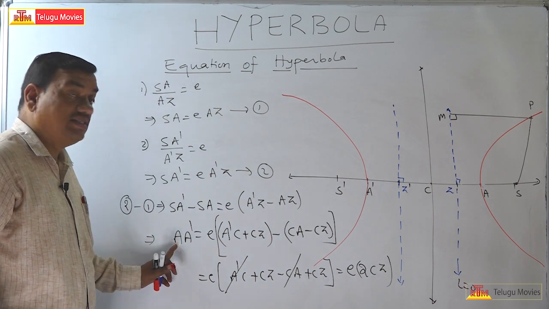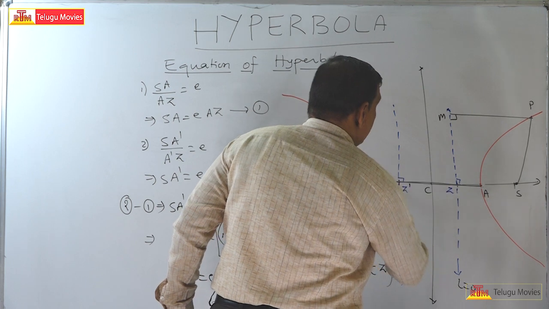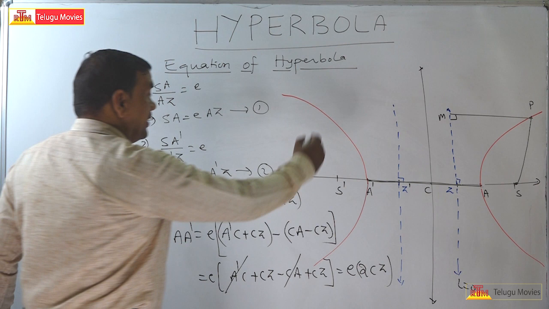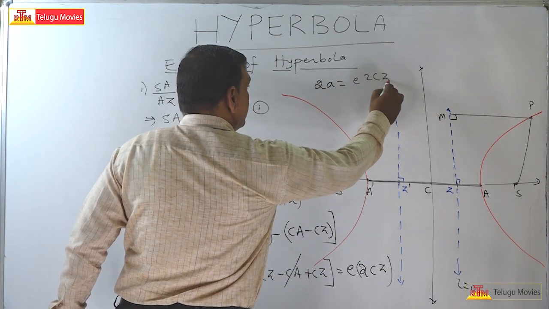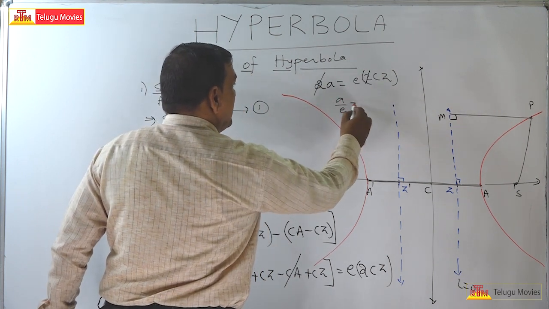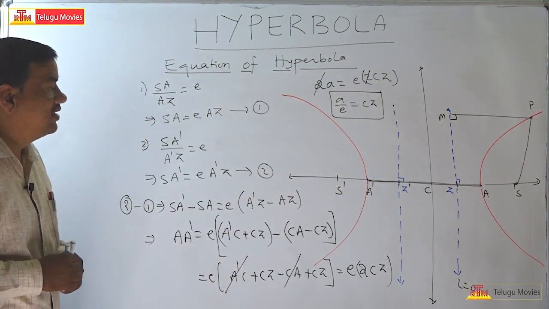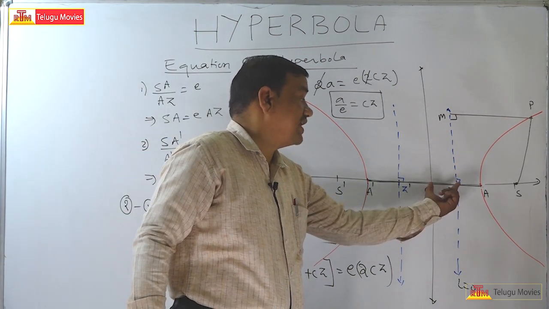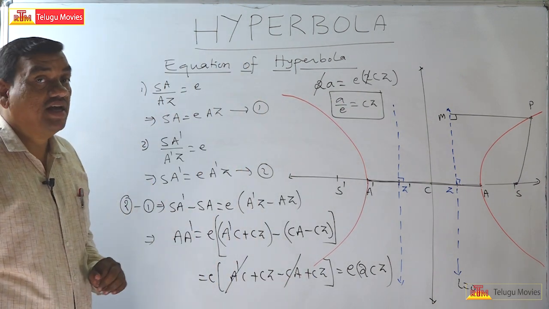Let us take the distance between A dash and A, let us call it 2A. Therefore, 2A is equal to E into 2CZ. That means the 2 can get cancelled. A by E is equal to CZ. What is the relation we got? CZ, the distance from the center to Z, is given by A by E.